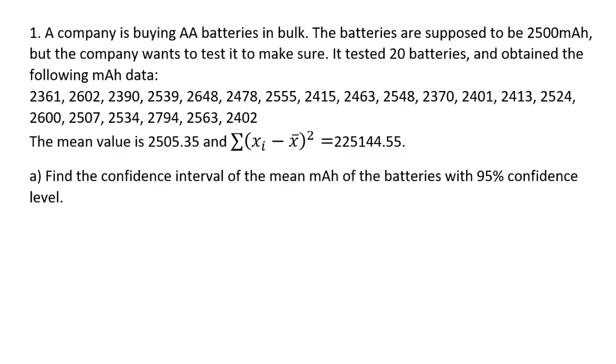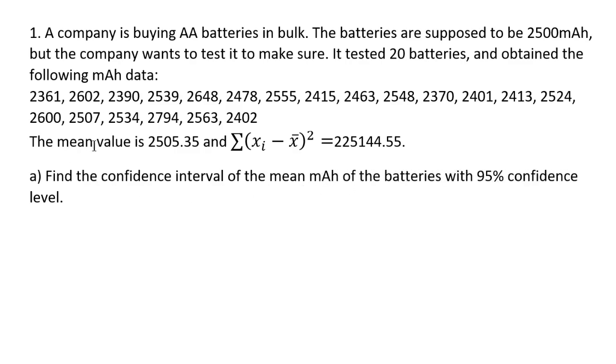A company is buying AA batteries in bulk, and they want to make sure that the batteries they're buying are around 2500 milliampere hours on average. So it tests 20 batteries, and this is the data it received. The mean value is 2505.35, and if you take the squared differences of the data minus the mean value, 2505.35, you get the following value. The question is to find the confidence interval of the mean milliampere hours of the batteries with 95% confidence level.